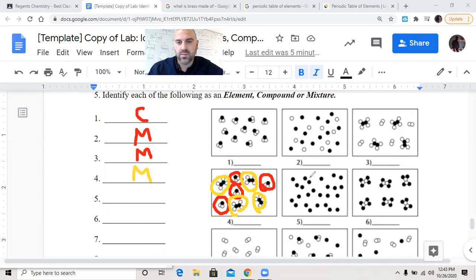Number 5, what's this one going to be? It's all black spheres in there as a gas form. Nothing else, just all black. Gas form. Yeah, it's going to be an element.